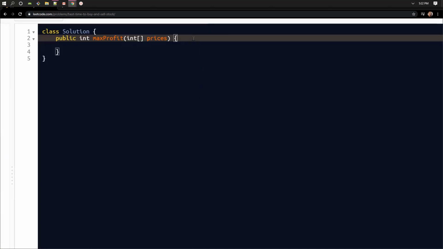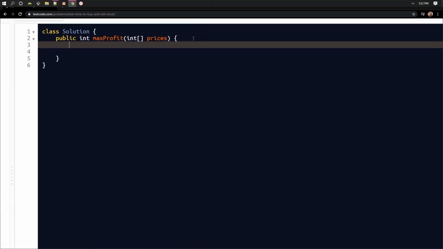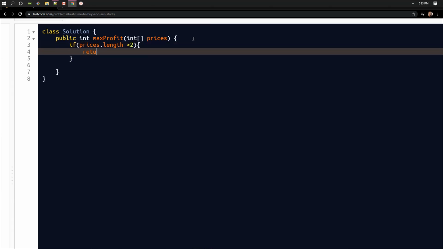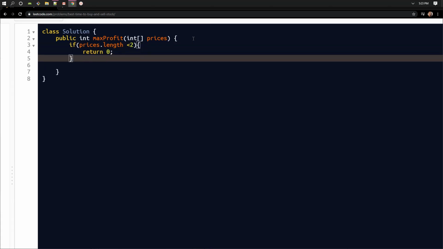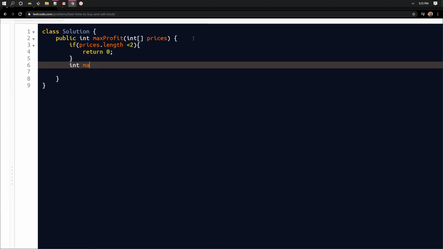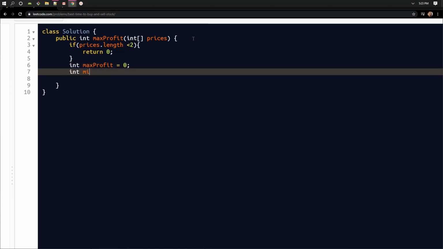Okay, so let's go ahead and code it out. We're going to have an input of prices array. First, we're going to set up an edge case. So if the array of prices has no elements or it has one element only, it's not possible to buy and sell. So we're going to return 0. And then we'll set up our variables. We're going to have integer variable of maximum profit. So we'll call that max profit, set it to 0. We'll have an integer variable of minimum, which is the lowest price seen thus far.